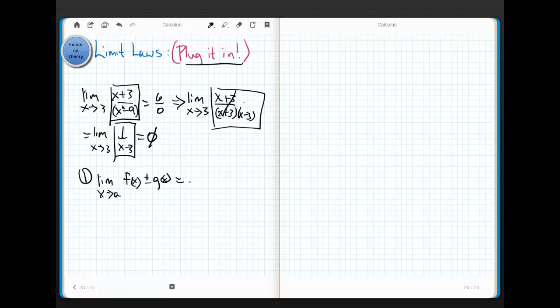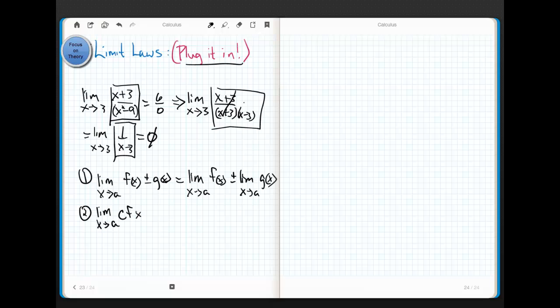So this is the limit as x approaches a of f of x plus or minus the limit as x approaches a of g of x. In other words, the limit of the sum is the sum of the limits. We proved all of these way back in the day, back in pre-calculus. If you haven't seen them before, though, it's a good thing to see them.